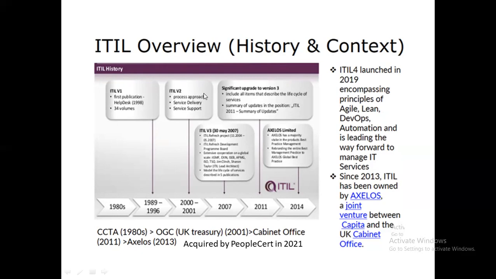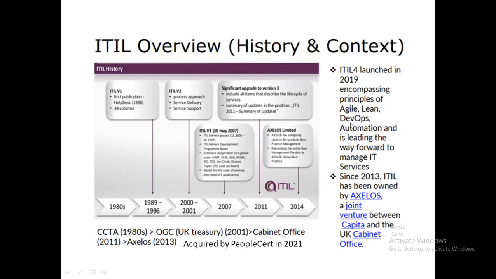It had 34 volumes of books. Version 2 was launched in 2001 and continued to 2007. After 2007, they launched ITIL version 3. And after that, they did some kind of upgrade in 2011. That is why it is called ITIL version 3 2011. Right now, when I'm taking this training, even 2011 has been deprecated. And right now they are on ITIL version 4. They don't call it version, they just call it ITIL 4. If you see here, ITIL 4 was launched in 2019.